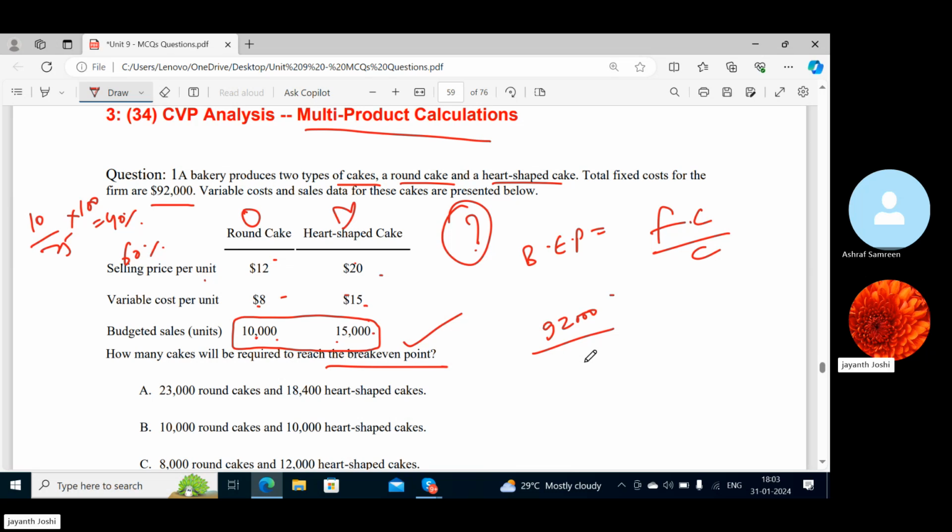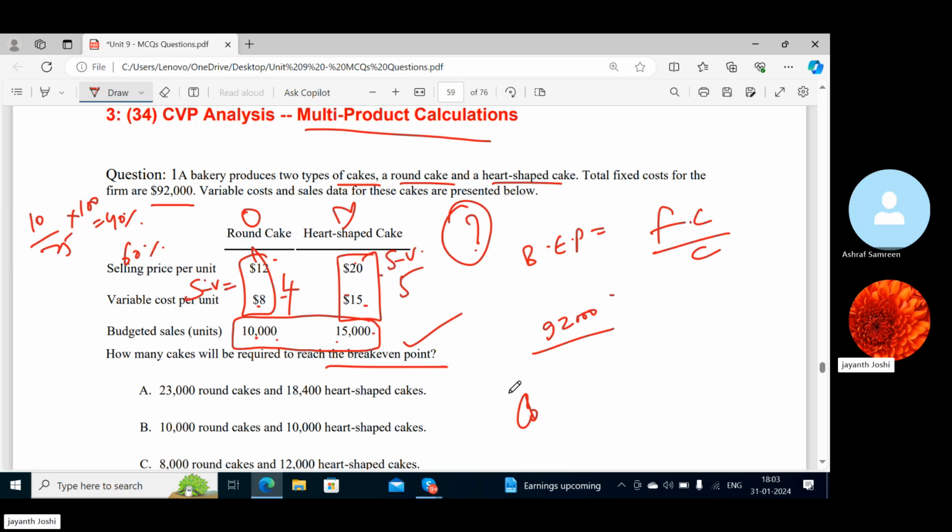But what we need to do here first and foremost is, one thing we know, unit contribution margin. So 12 minus 8 is 4. So your contribution would be 4 for the round cake. And it will be 5 for the heart-shaped cake, right? Sales minus variable cost.